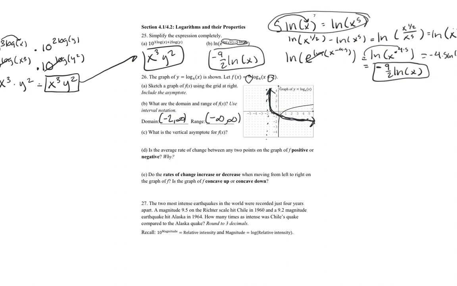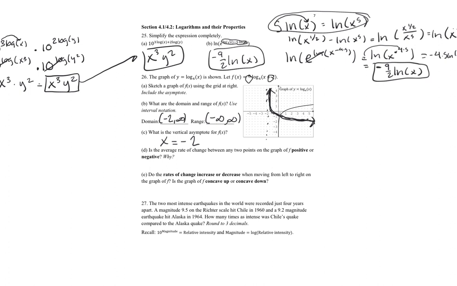And so part C asks for the vertical asymptote for f of x, and we've talked about this before. For a regular log base 4 with no transformations, the vertical asymptote is at 0. But since we shifted it left 2, that means the vertical asymptote is going to be shifted left too. And so we have the vertical asymptote at x equals -2.